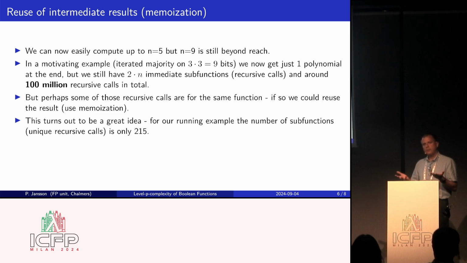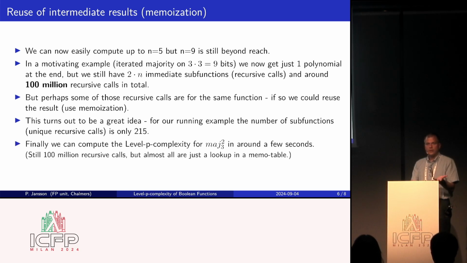So we could think here, maybe we want to compute all the Boolean functions and their complexities on the way up. But already Boolean functions are doubly exponentially many. So that doesn't work. But we can build a table while computing it. So we can fill in only the functions we actually run into during this recursion. And it turns out of this 100 million calls for this motivating example of iterated majority, there are only 215 distinct subfunctions encountered. Okay, well this then, it takes just a second or two to compute the level P complexity for this function.